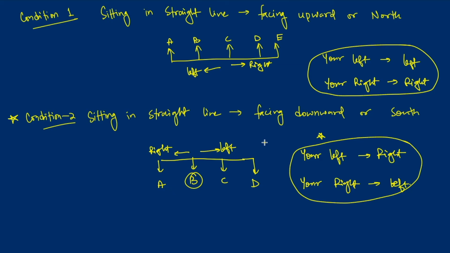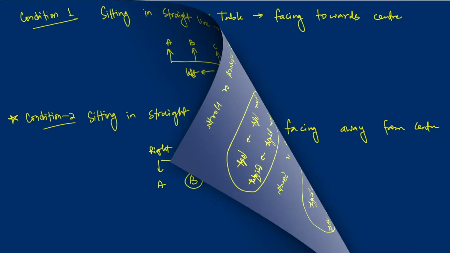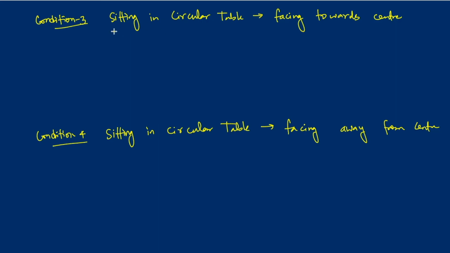Now we will see the other conditions in the circular arrangement. So this is all about linear arrangement, or sitting in a straight line. That's all, nothing else will be there. We have to look at the other case, where we will have a circular arrangement. Now we have the third condition, where the sitting is done at a circular table and the facing is towards the center.